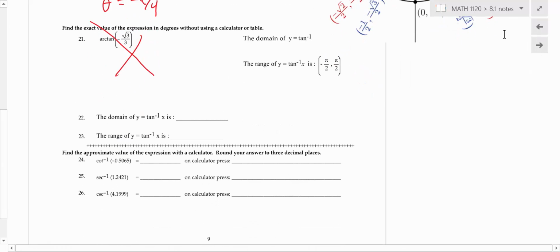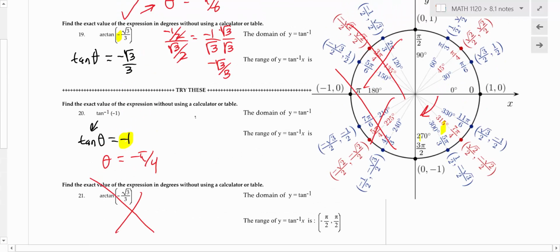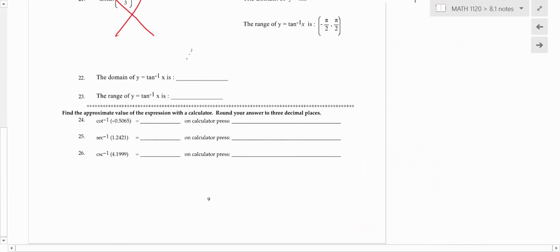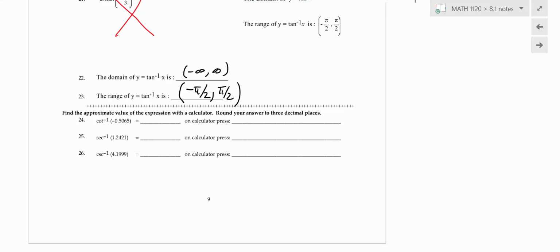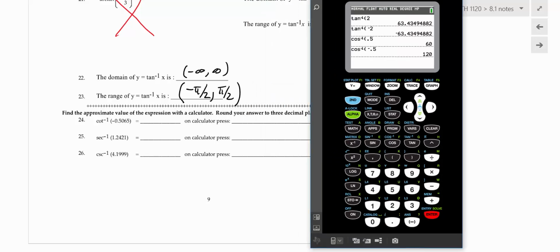Okay, so let's do this. We'll do a couple more things with our calculator. So the domain of the inverse tangent, if you go back and look at the graph that we did, the domain was all real numbers. And then the range in interval notation is parenthesis negative pi over 2, pi over 2. You use parentheses because the tangent is undefined at pi over 2 and negative pi over 2. That's why. Okay, now we're going to focus on the calculator a little bit.